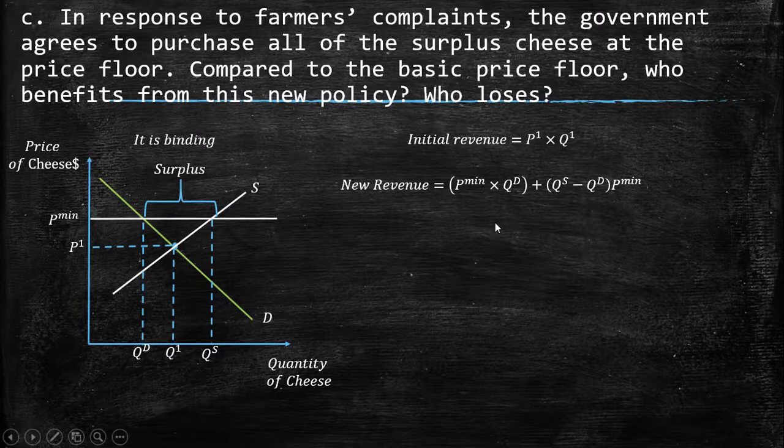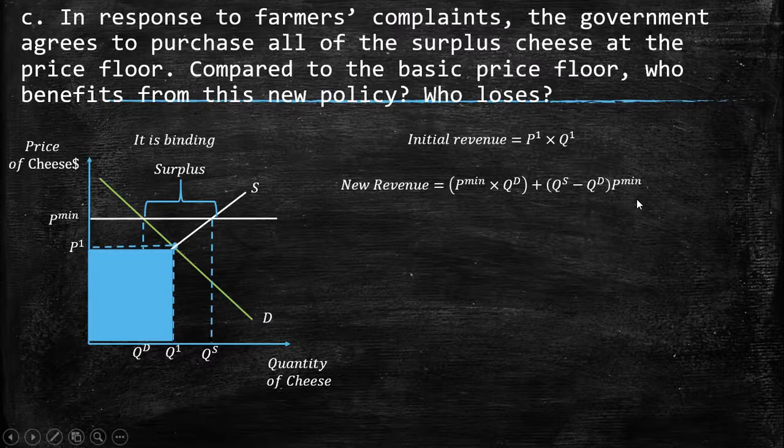The new revenue is going to be given by the minimum price times the quantity D. But the government agrees to purchase all of the surplus. The surplus is the difference QS minus QD, and it's going to buy at the price floor. This is the price floor, so it's going to buy at this price.